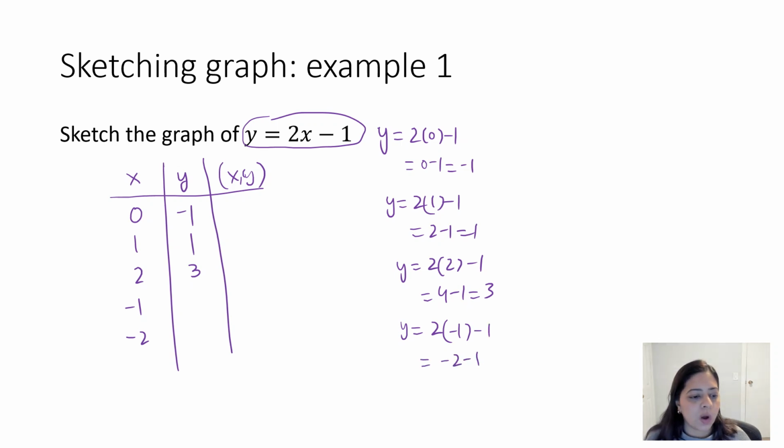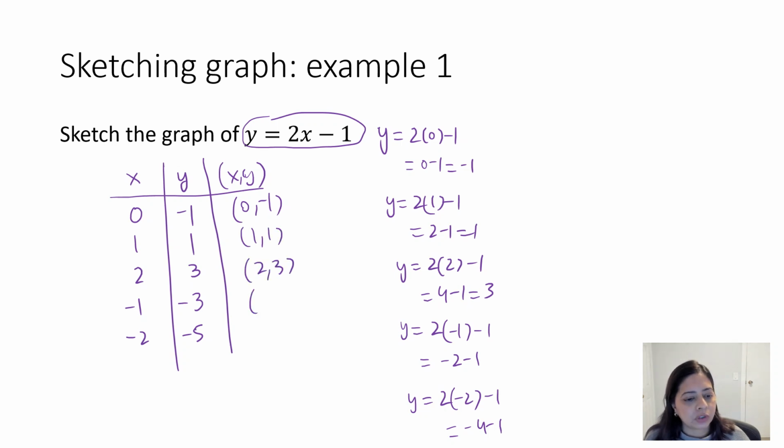And x equals to minus 2. It is 2 times minus 2 minus 1. So minus 4 minus 1, that's negative 5. And now you have computed x and y values. Now write them as ordered pairs. And it's not fixed that you have to have these ordered pairs only. You can have your own depending on what x you choose. So you'll get a different set of ordered pairs, but that's fine. We just need 5 to 6 points.